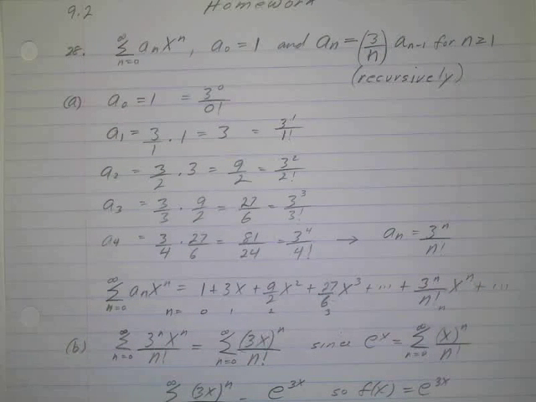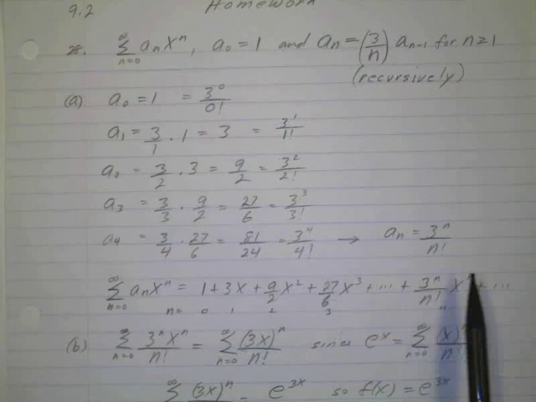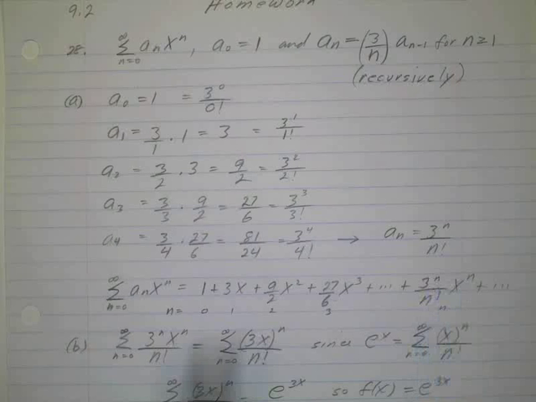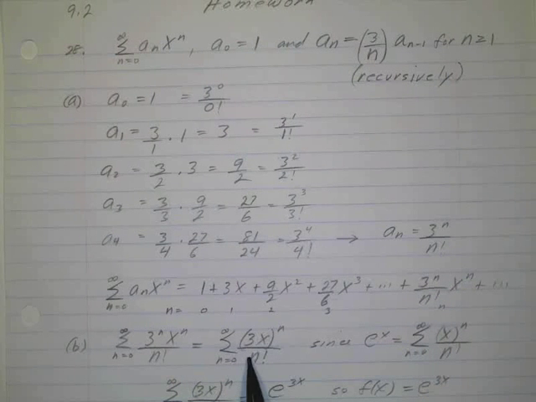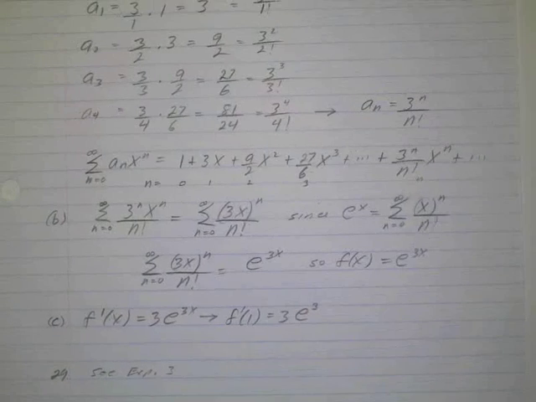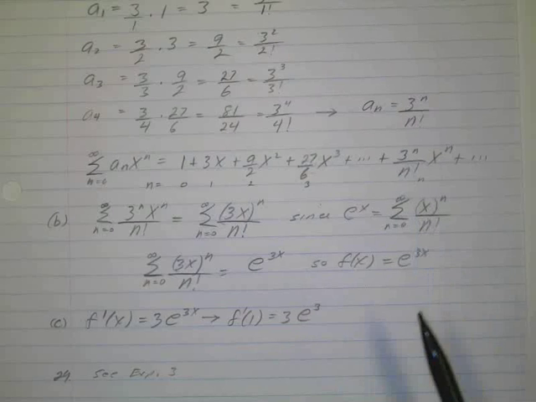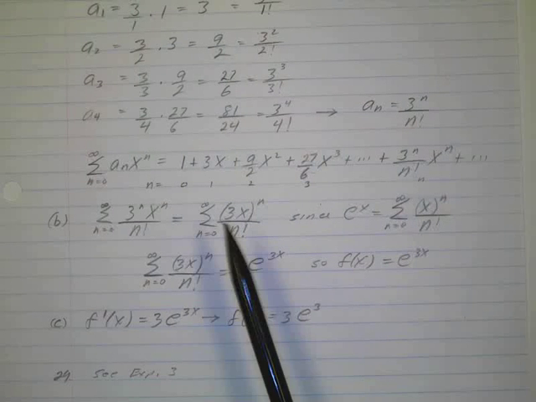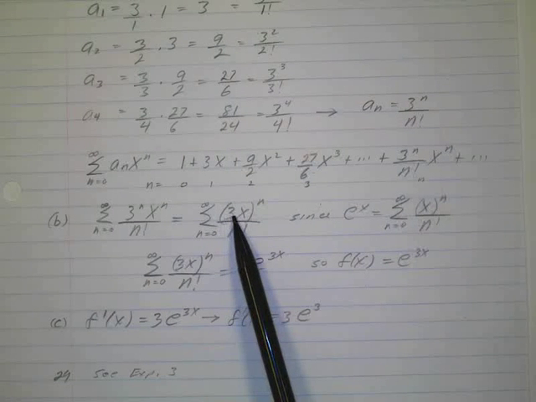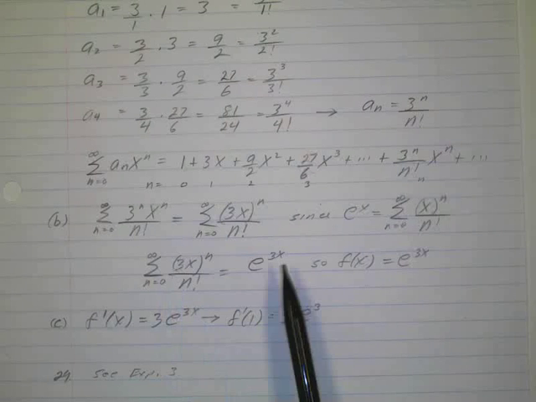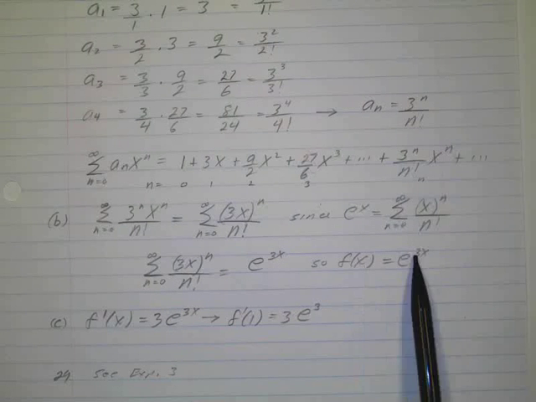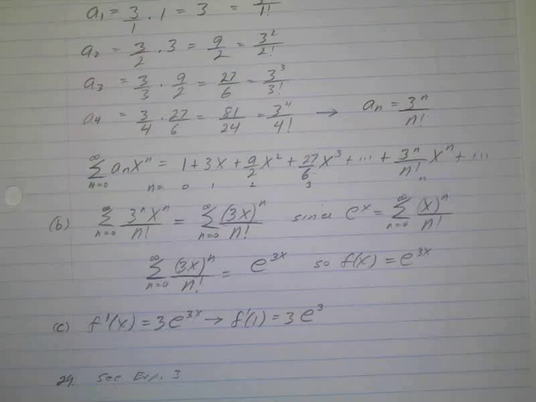Okay, letter B, what function f is represented by this power series? Well, if you look at this and regroup it, this is 3 to the n, x to the n over n factorial. If we put this together, we have 3 to the n over n factorial. What was e to the x? Well, remember, e to the x is the sum of x to the n over n factorial. So if I put a 3x there, I would get my given series. So it looks like this is going to be e to the 3x. So f of x is e to the 3x.